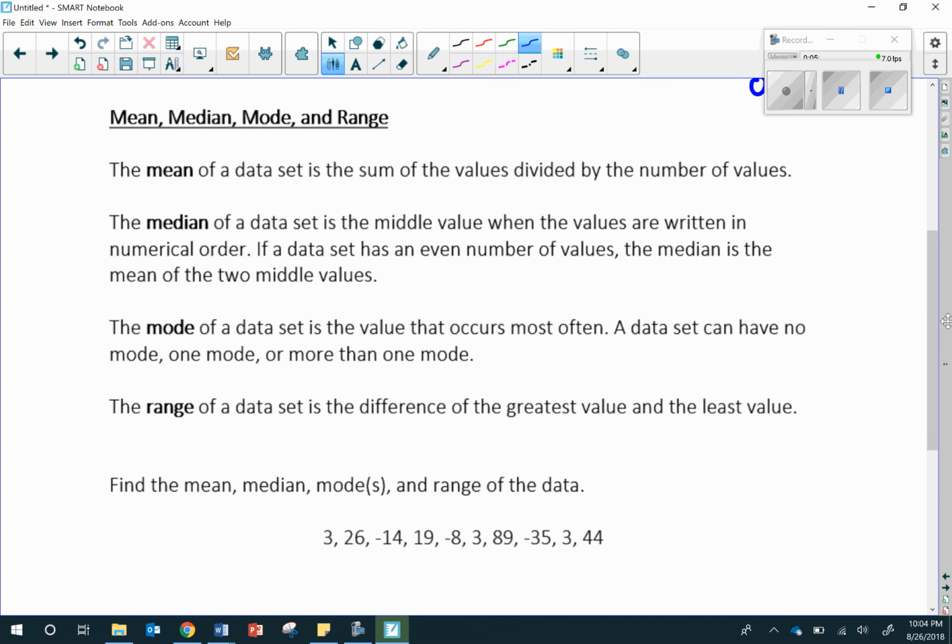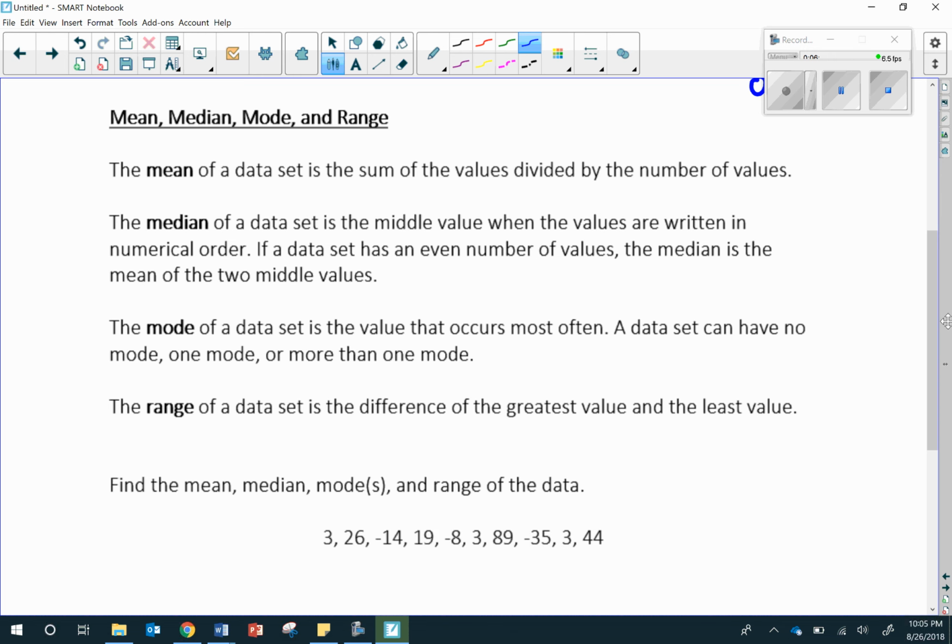Alrighty, in this next section, we're going to talk about finding mean, median, mode, and range. Some of you may have looked at this before. For others, this may be new. But when we think about the mean of a data set, the mean is simply the average, or the sum of values divided by the number of values. The median of the data set is the middle value, or the middle number. In order to find this middle number, the values must be written in numerical order.